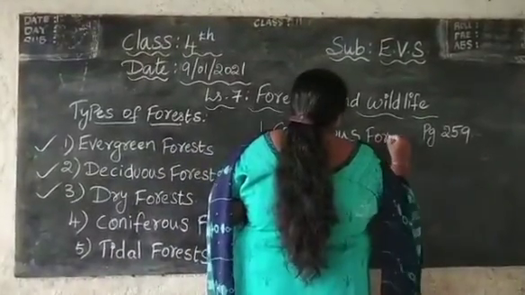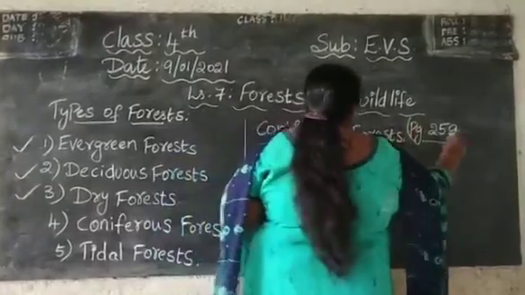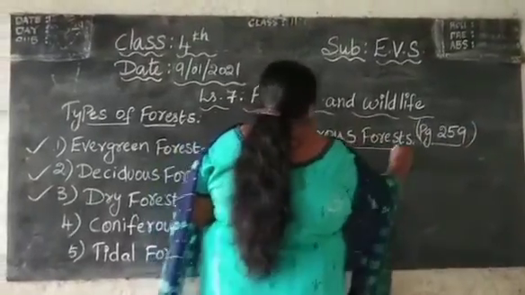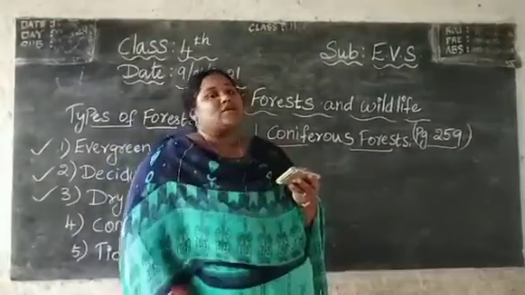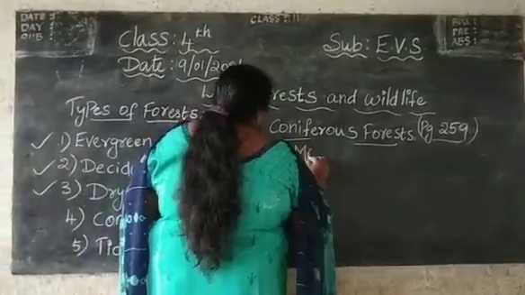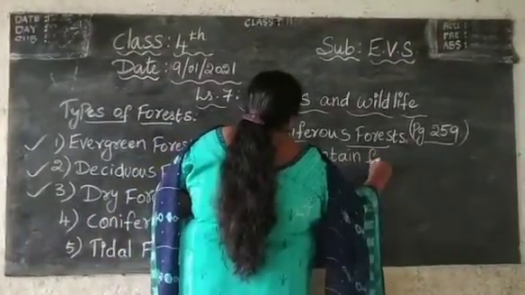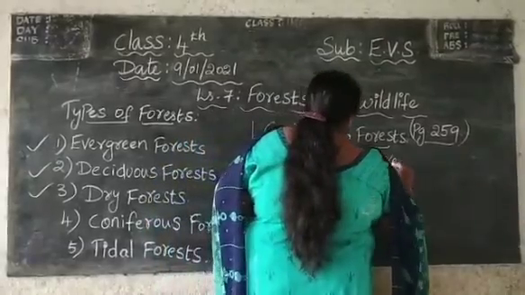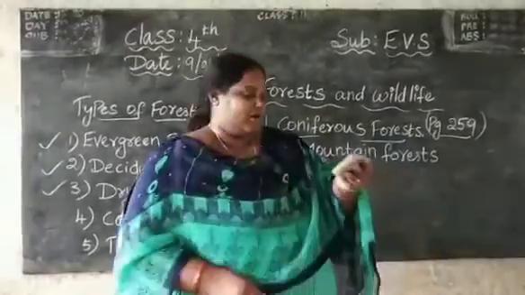Take page number 259 in your textbook. Coniferous forest. Coniferous forests are mountain forests. Another name for this is mountain forest. So coniferous forests are also known as mountain forests.